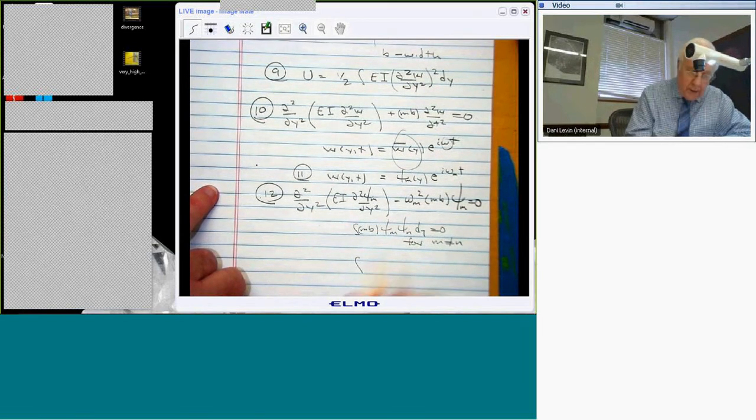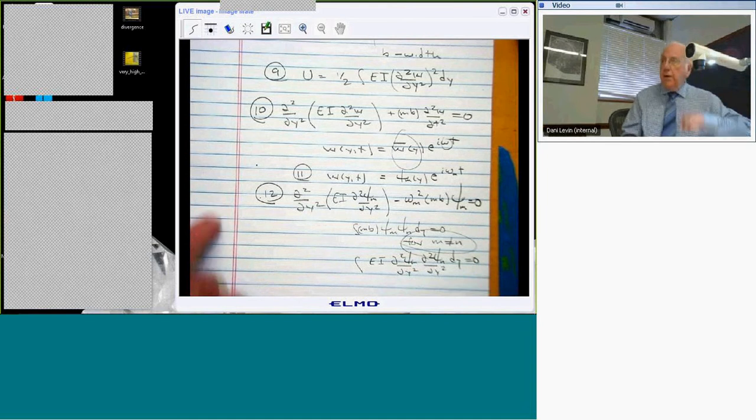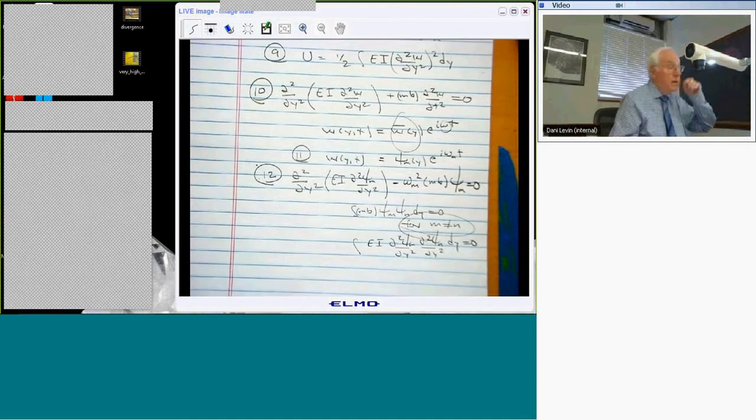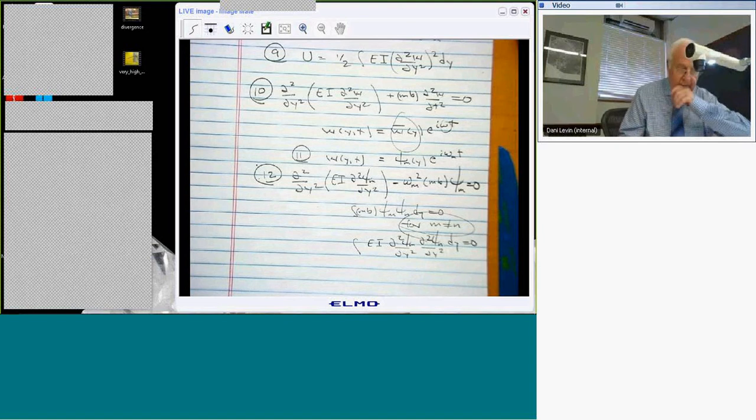And also, you have to integrate by parts a little bit, but you have the integral of EI, second partial of psi_m with respect to y, second partial of psi_n with respect to y, dy. That's also 0 for m not equal to n. Okay, we did that. So what else can we do?